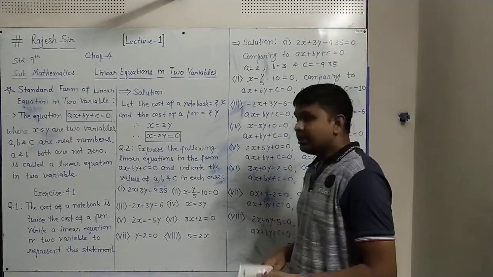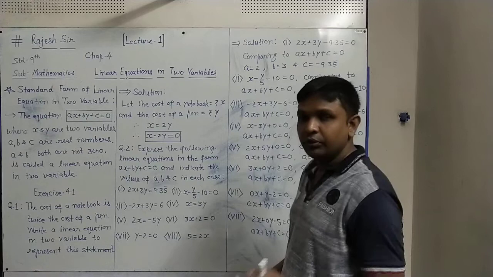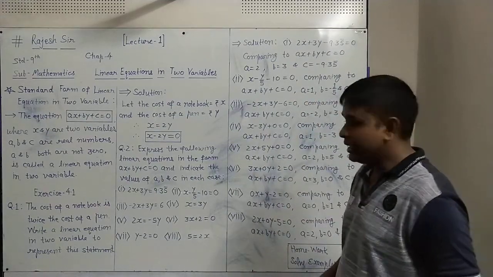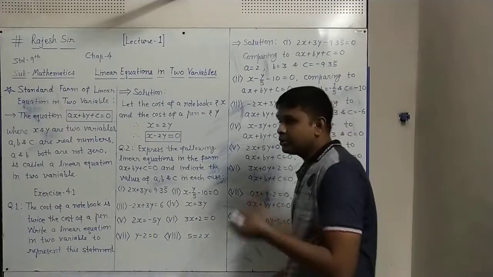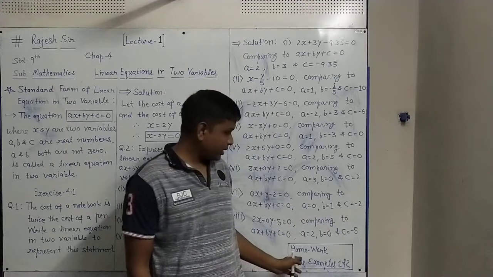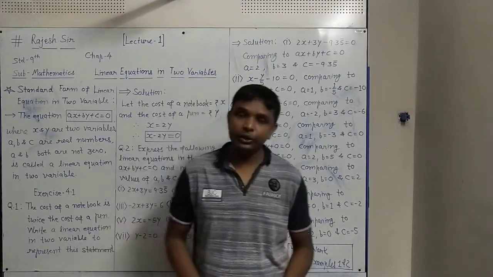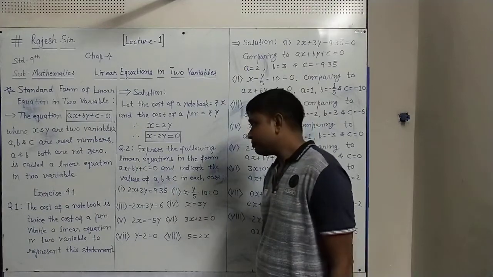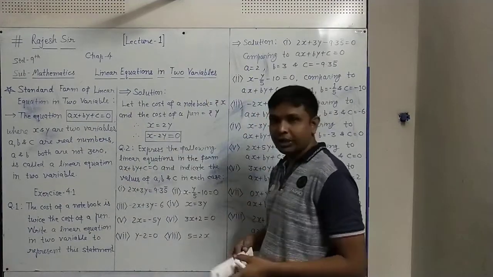After that we have some examples, example 1 and 2, that you will do as your homework. We will take exercise 4.1 in place of doing the examples. Here I will do the exercise, and your homework is example 1 and 2. So we are solving the exercise using this linear equation in two variables.